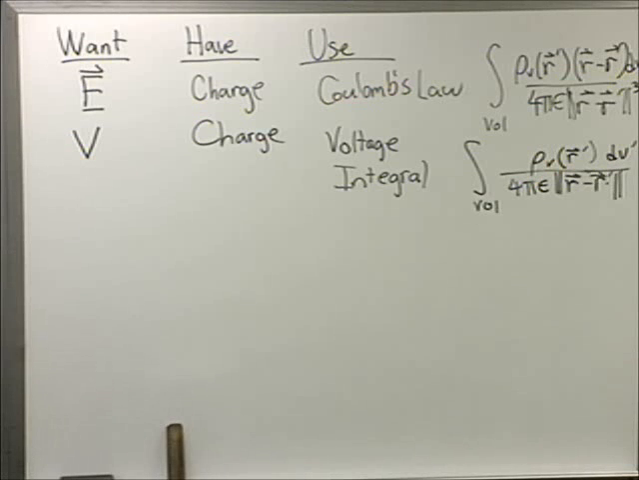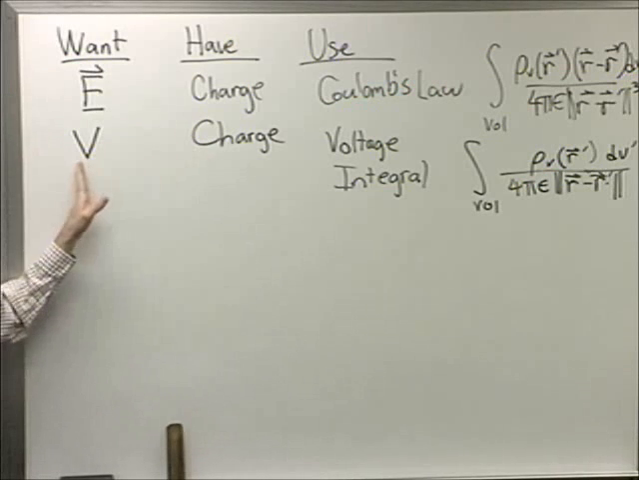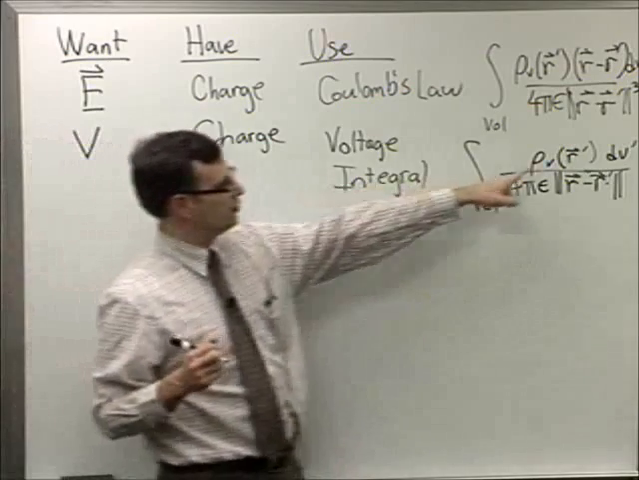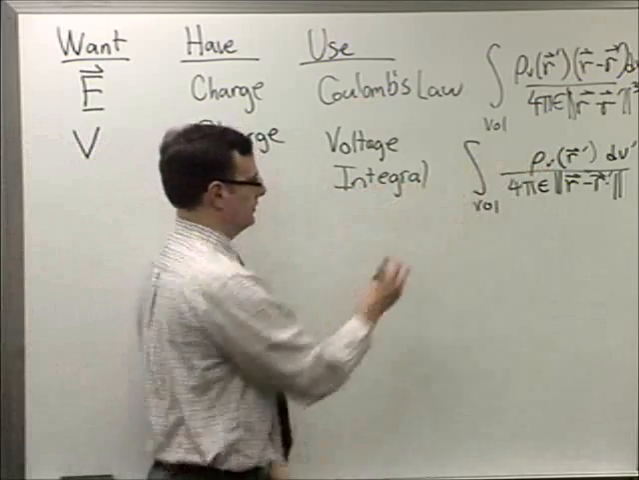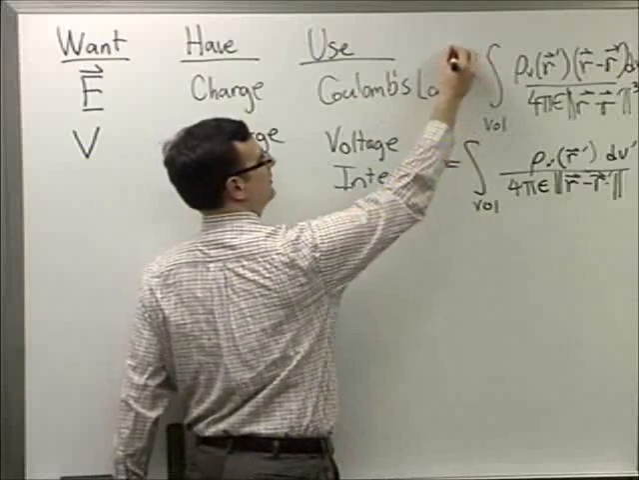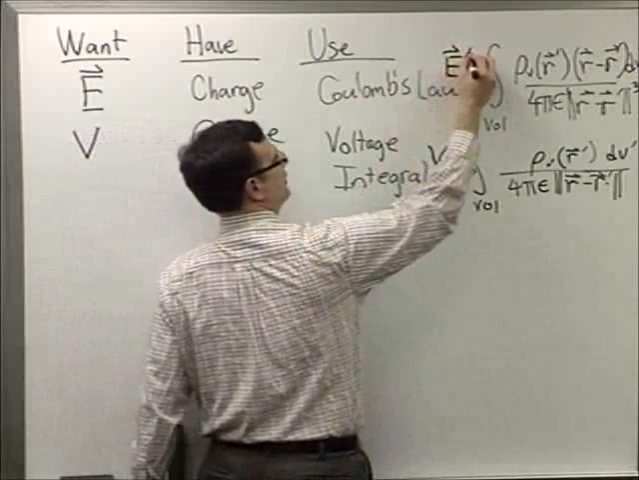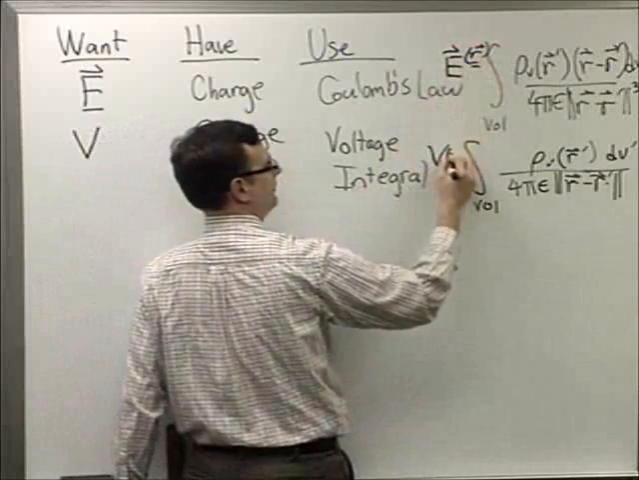Did I write something backwards? Well, you said if you have charge and you want voltage, you put your charge in that integral and it gives you the voltage. So voltage is equal to, E field is equal to, E field as a function of R vector.